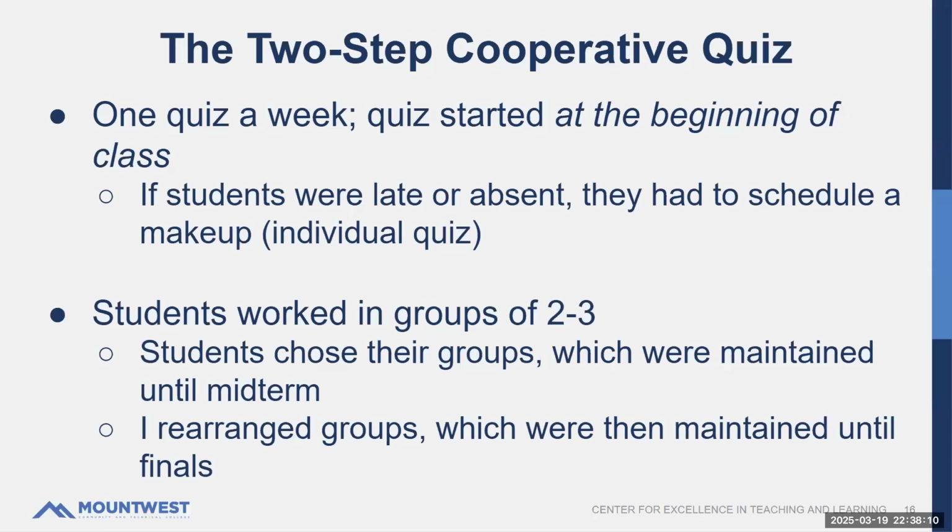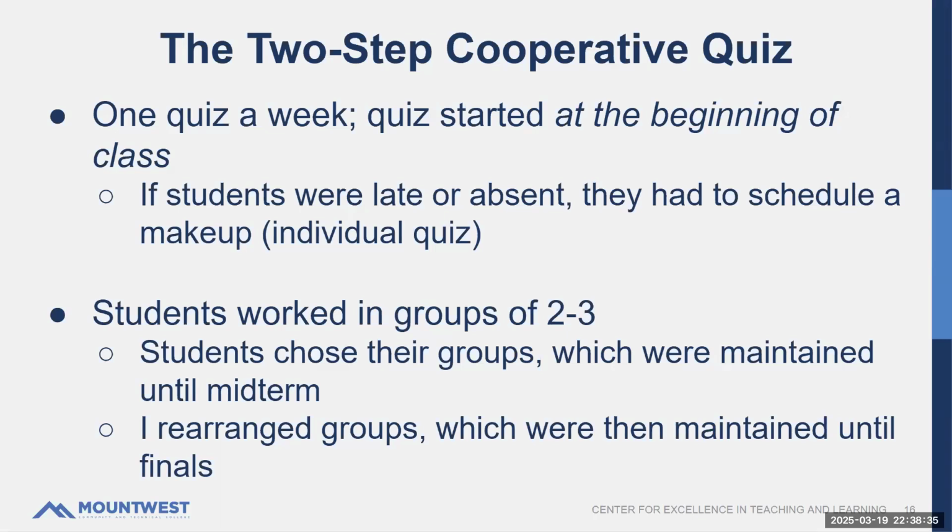A third person can sometimes feel like a third wheel in those situations. But with groups larger than that, in the literature, some people reported that you just end up having students that don't contribute. For the first half of the semester, up until midterm, students got to work in a group of their choice. They chose their groups for their first quiz, and then that group was maintained up until midterm.